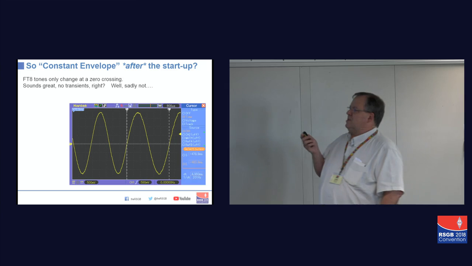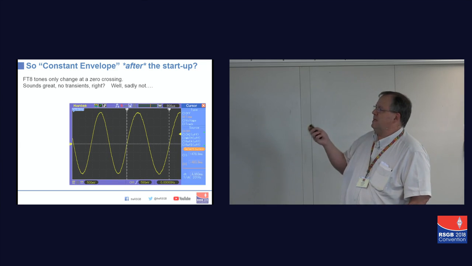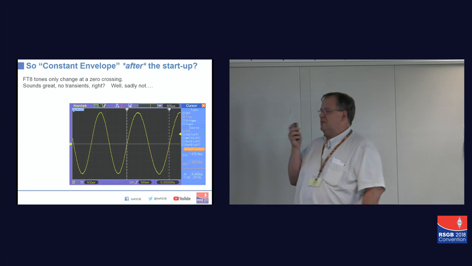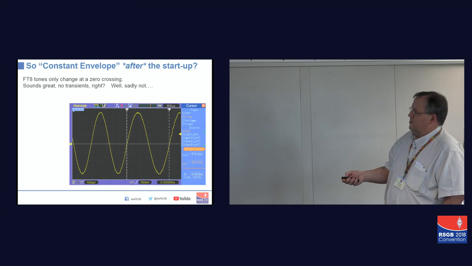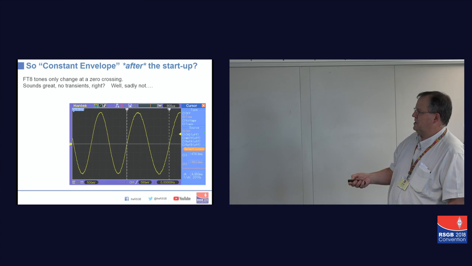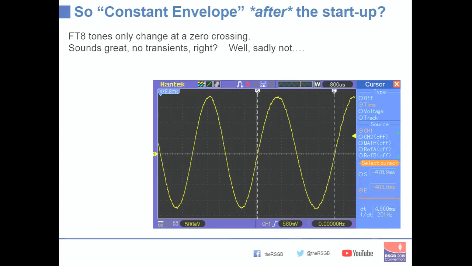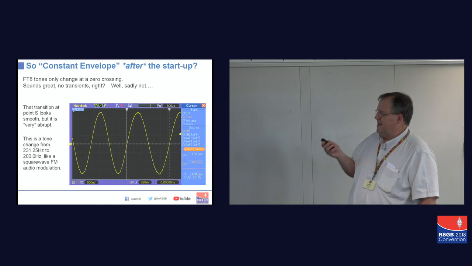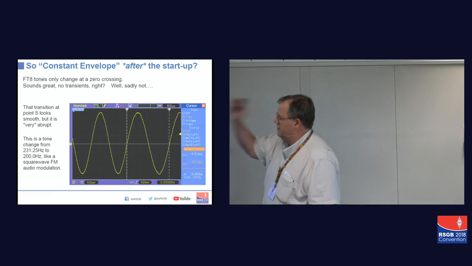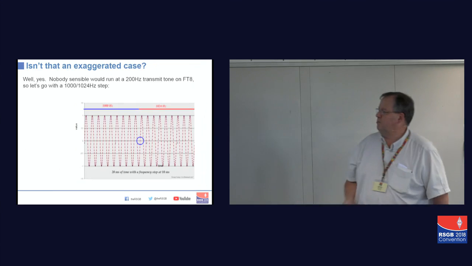Do they actually change? Is there any problem when it changes tone? FT8, the beauty of it is that it changes very smoothly at the crossover there. As everybody can see, that is something like 230 hertz, and that is 200 hertz. And it looks pretty smooth. But actually, if you zoom in on that, that's a pretty sharp kink. And sharp kinks are not good things when it comes to transients. So, effectively what's happened is you've put a square wave FM modulation in there with no filtering. So, bound to produce a bit of a mess.